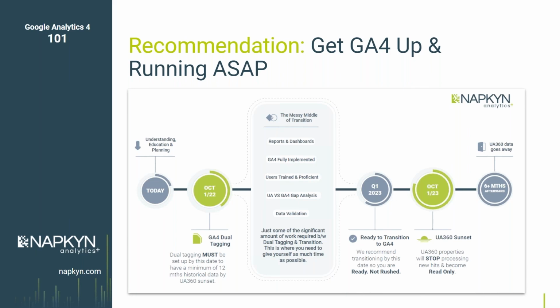So if your goal, and I think your goal should be to have your dual tagging set up by October 1st, 2022, this is going to give you an entire year of data alongside your GA or UA, GA360 or UA data. And that's going to be huge. You do not want to come to October 1st and you have a week or zero amount of data in your GA4. So we really suggest doing this as soon as you possibly can.